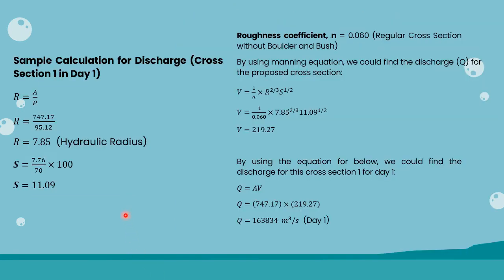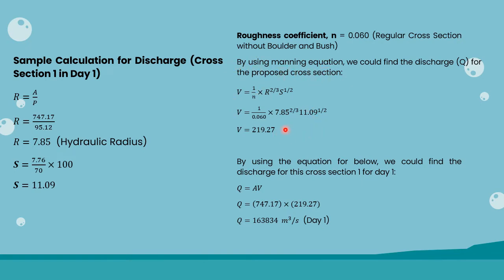This is the sample calculation for discharge for cross section 1 on day 1. First of all, we use R equals A over P, where R is the hydraulic radius, area over wetted perimeter, and then we get the slope times 100. For the roughness coefficient n of 0.06, we assume the surface is a regular cross section without boulders and bushes. By using the equations, we can find V.